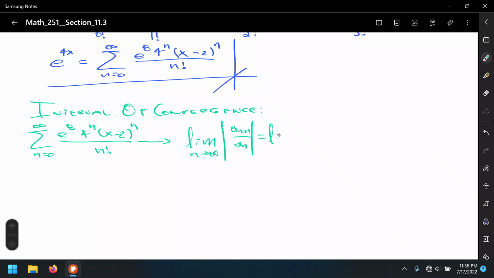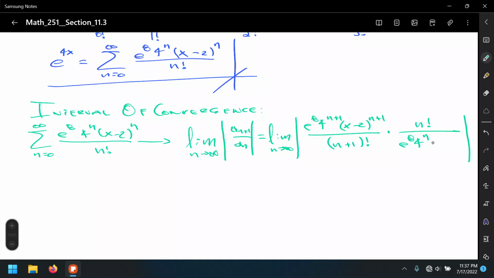So this is the limit as n approaches infinity. Okay, so it's going to be e to the 8th, 4 to the n plus 1, (x minus 2) to the n plus 1, divided by n plus 1 factorial, times n factorial, that is the reciprocal of this, again, as we did a few times when we applied the ratio test. Let's just do that: e to the 8th, 4 to the n, (x minus 2) to the n.